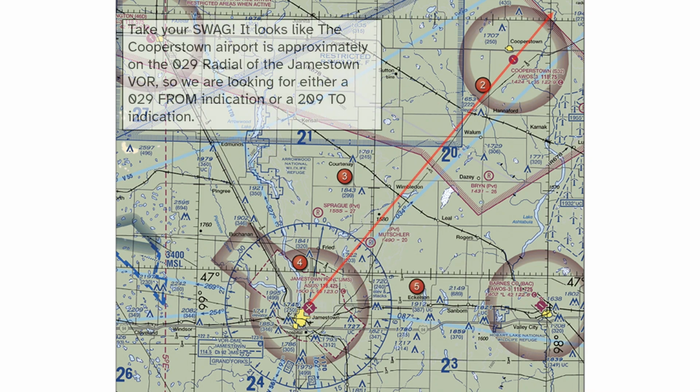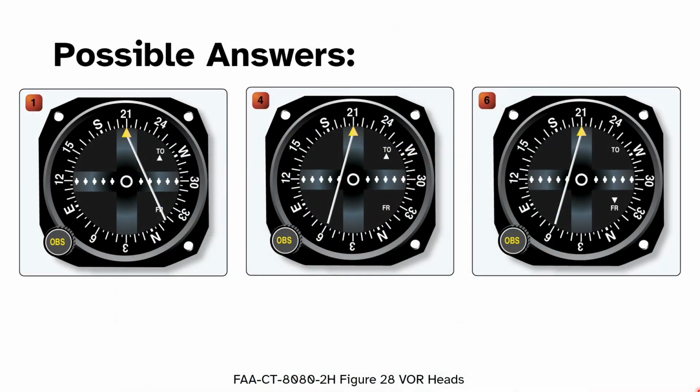Next up, take a swag. In my heart, that really looks like a 030 from. Maybe a perfect 030 from is a little bit further south of there, but man, it is close. I will concede just barely. The FAA seems to think it's on the 028. I will concede that it is maybe just barely 029. So we are looking for either a 029 from or a 209 to. Obviously, we don't have that, so we are looking for something a little bit different.